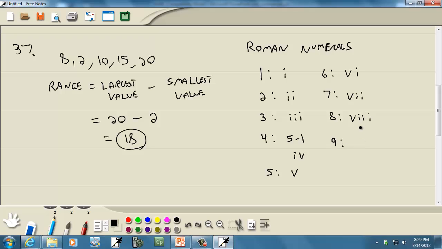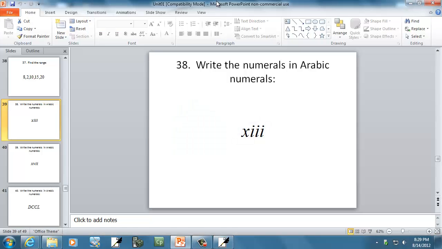Now 9. We never want to put 4 of any of these. So 9 is the same as 10 minus 1. Well, 10 is X, and I put an I to the side. So IX. And they give you all that going 1 through 10. I put my glasses on, I couldn't see it. But again, 10 is just X. Now Arabic is what we work with, you know, the 1s, 2s, and so forth.